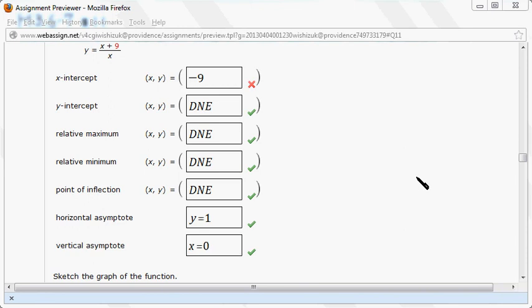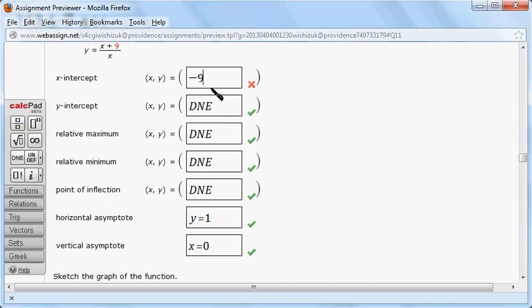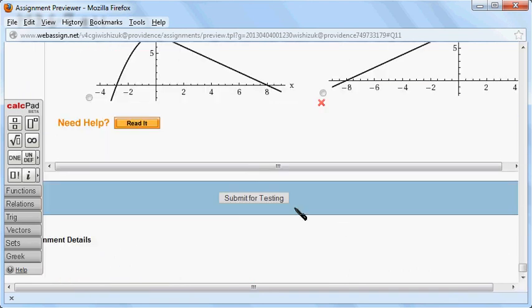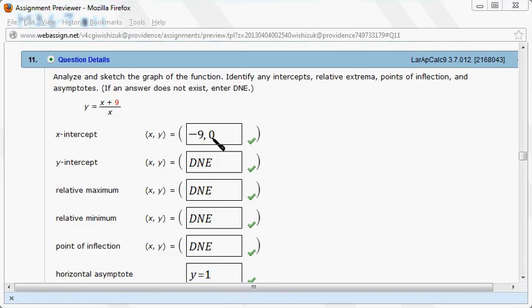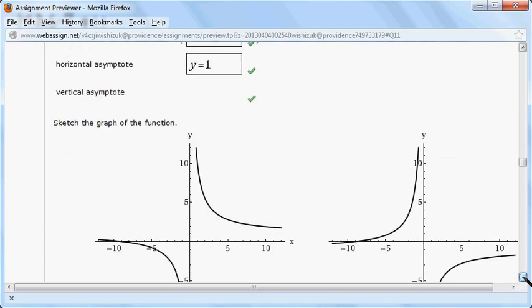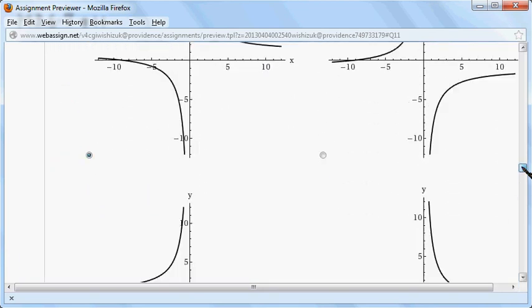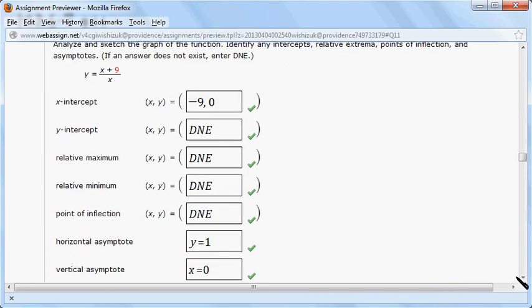All right, I came back. Actually, I made a mistake. For the x-intercept, I have to put it in point form, so I really need to put negative 9, comma 0. Let's try that again. Sorry about that. Okay, came back, and I got the first one correct, and it looks like everything is correct. That's it. I hope that this was clear.